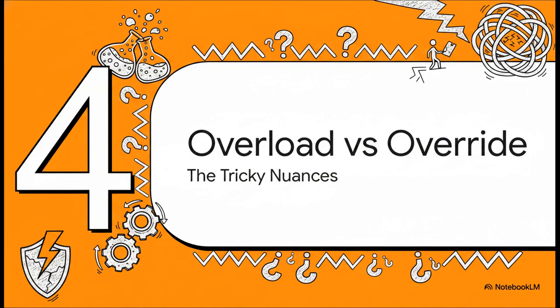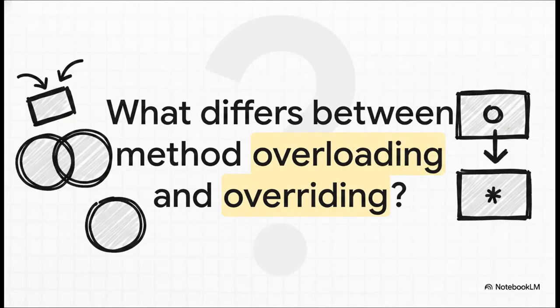On to Section 4, overloading versus overriding. Let's get into the tricky nuances. So what actually is the difference between method overloading and method overriding? I mean, they sound almost identical, right? But they represent two totally different concepts in Java polymorphism. You've got to have a crisp, structured way to tell them apart when you're put on the spot.